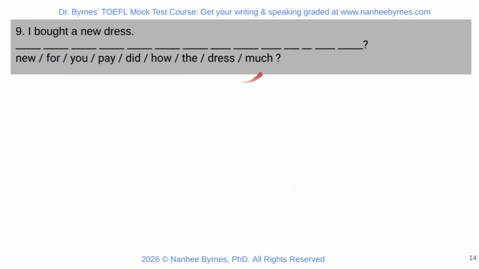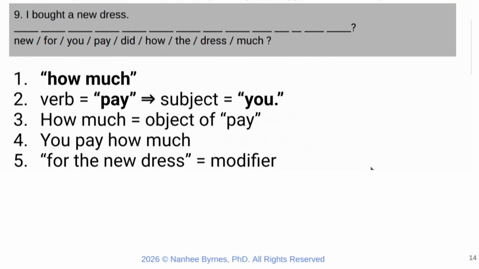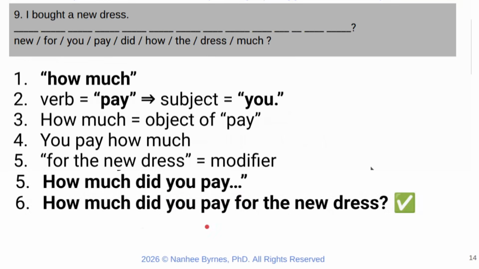Question 9. There are how and much, so we have how much. The main verb is pay, and the subject performing the action is you, so we have you pay how much. The sentence is complete and no other essential sentence elements are needed. The remaining words are new, for, the, dress. So it has to be for the new dress as a modifying phrase. So we have you pay how much for the new dress. This is a question, so move how much to the front and use inversion. Therefore, we get, how much did you pay for the new dress?